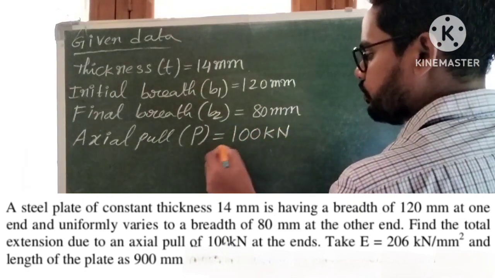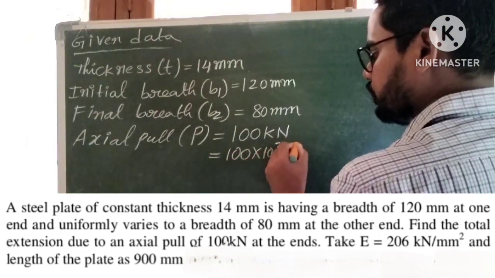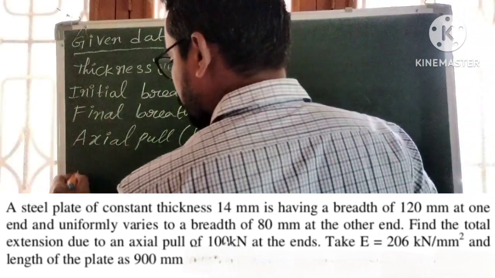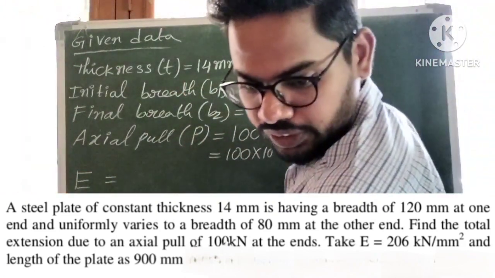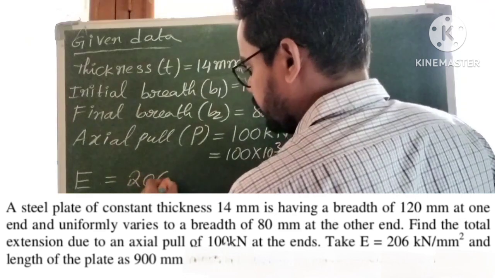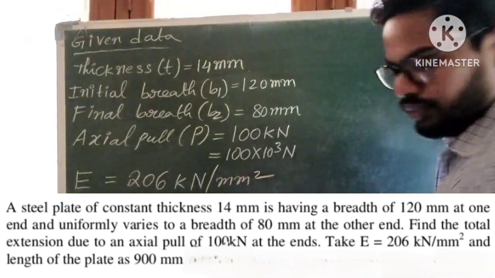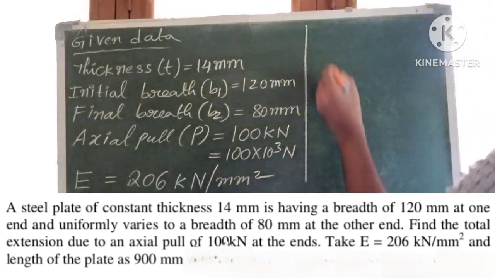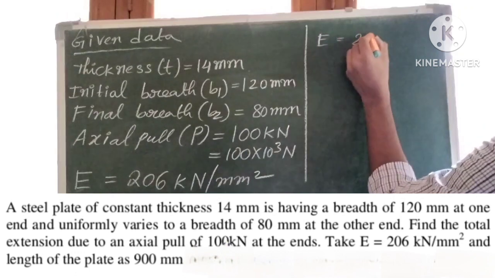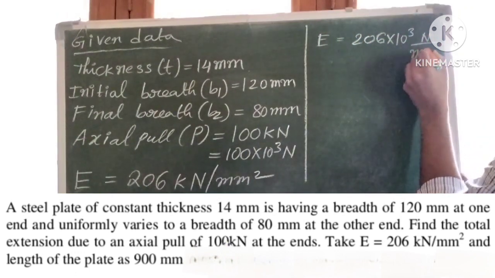So let us convert it into newtons. 100 into kilo means 10 cube. Into 10 cube Newton. And also given Young's modulus. Young's modulus is equals to 206 kilonewton per mm square. So E is equal to 206 kilo means 10 cube Newton per mm square.